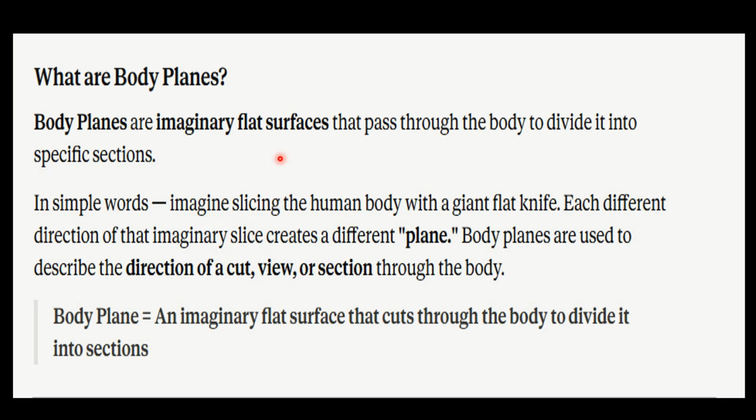In simple words, you can say, imagine slicing the human body with a giant flat knife. Each different angle of that imaginary slice creates a different plane, and body planes are used to describe the direction of a cut, view or a section through the body. But remember, this is an imaginary line. Okay, it is not something happening on the real body, it's an imaginary line. So a body plane is an imaginary flat surface that cuts through the body to divide it into sections.